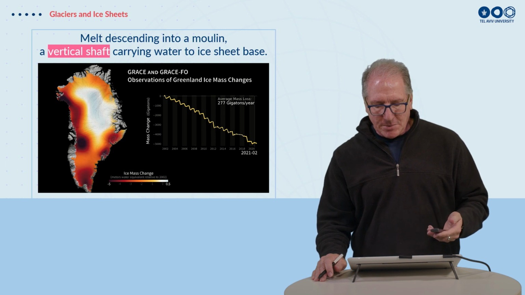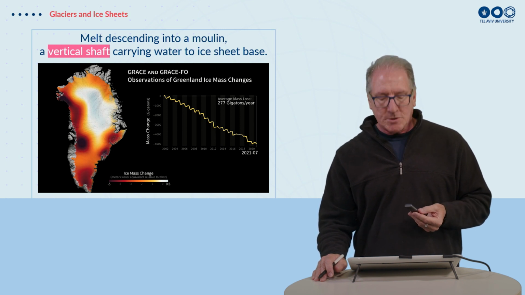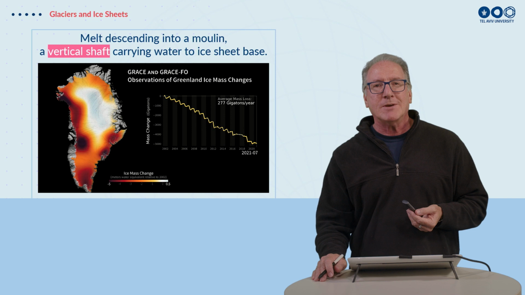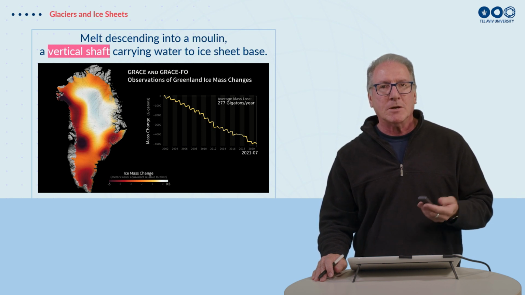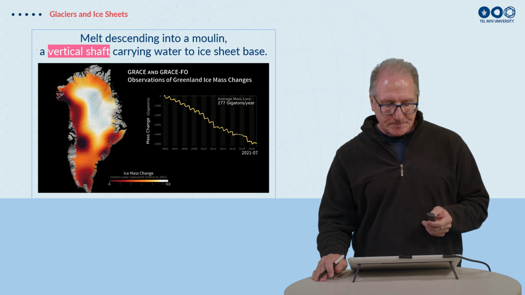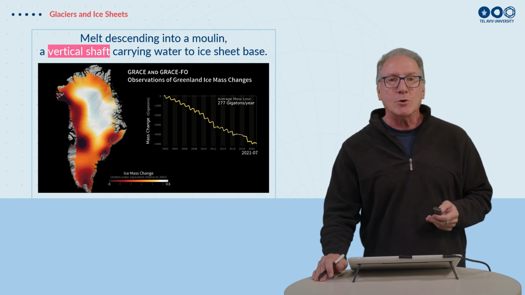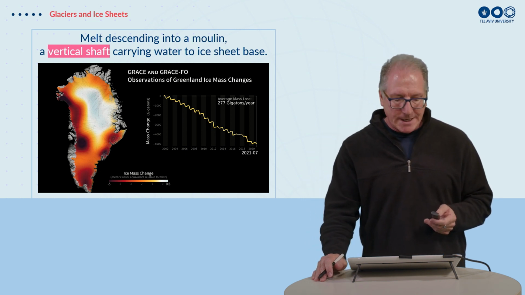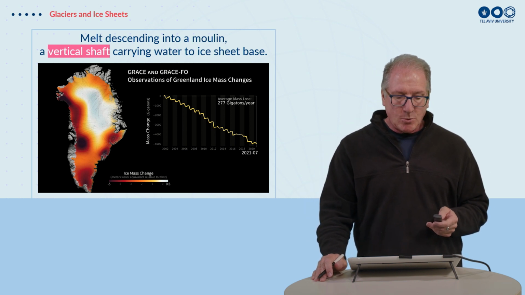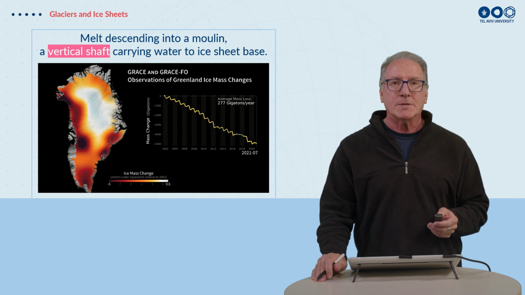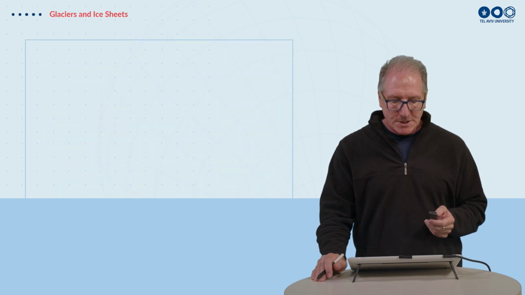And basically the slope of this curve shows that about 277 gigatons per year are being lost because of the melting of the ice on Greenland. You can see it's mainly around the coastal regions of Greenland. In the central part, we still don't have massive melting, but it is very worrying that we're seeing this rapid melting in Greenland.